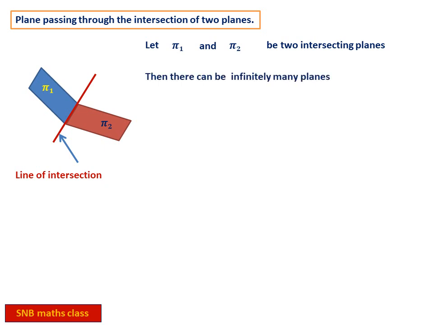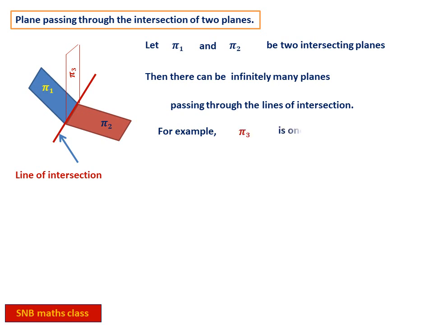Then there can be infinitely many. Now imagine passing through this line of intersection, how many planes you can draw. Just think for a while. So here, passing through the line of intersection, you can form infinitely many planes, not one plane, infinitely many planes. So for example, see here, pi 3 is one such plane. Similarly, you can draw any number of planes with different inclination.